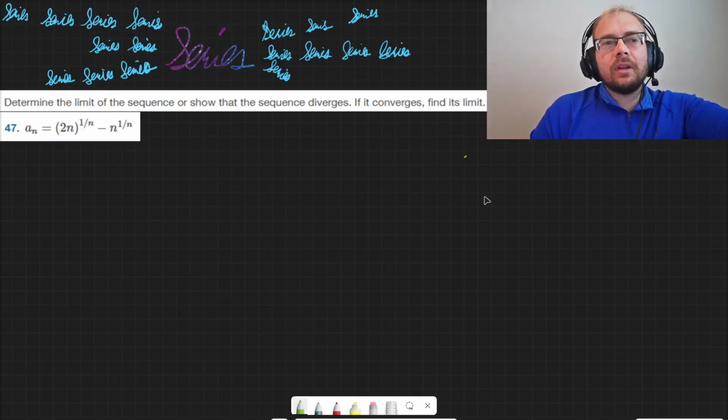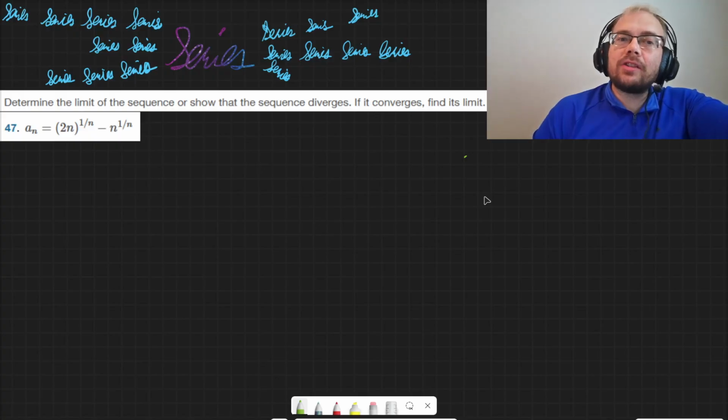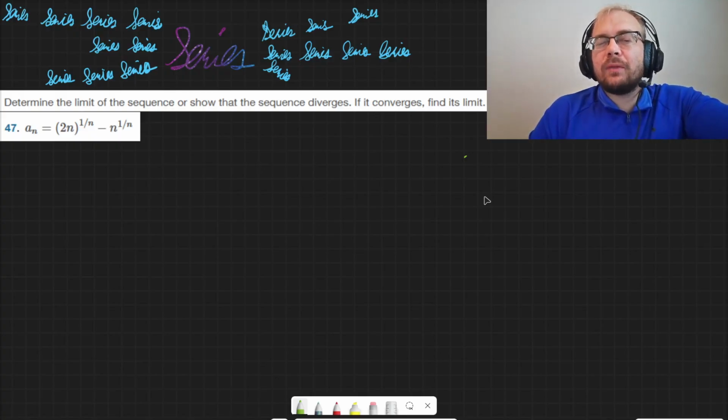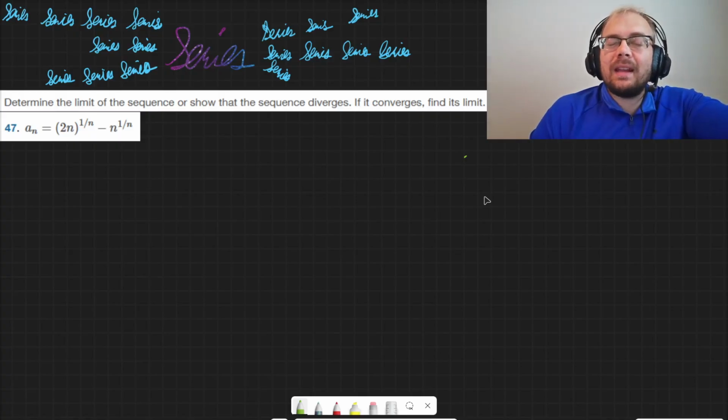We're determining the limit of the sequence, or showing that the sequence diverges. If it converges, find its limit. Okay, so if it diverges, it means there's not an answer. If it converges, that means there is an answer.